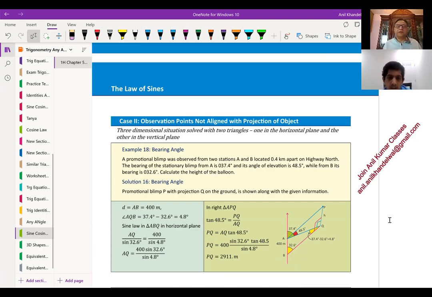Example 80. A promotional blimp was observed from two stations, A and B, located 0.4 kilometers apart on Highway North. The bearing of the stationary blimp from A is 037.4 degrees, and its angle of elevation is 48.5 degrees, while from B, its bearing is 032.6 degrees. Calculate the height of the balloon.